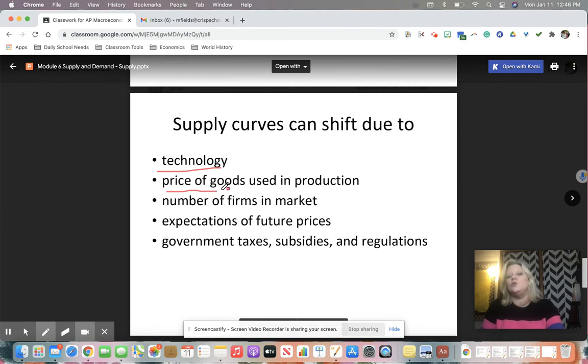The price of goods used in production. So if we're making bicycles and the price of steel, I don't know that they use steel in bicycles, but whatever material they're making bicycles out of these days. It's been a long time since I've been on a bicycle, but if the price of that product decreases, then the firm that makes the bicycles can buy more resources and create more bicycles. So if the price of the resources decreases, the supply will shift to the right because you can make more bicycles.